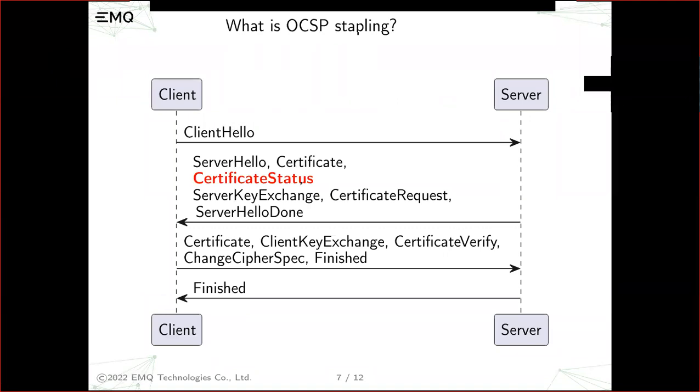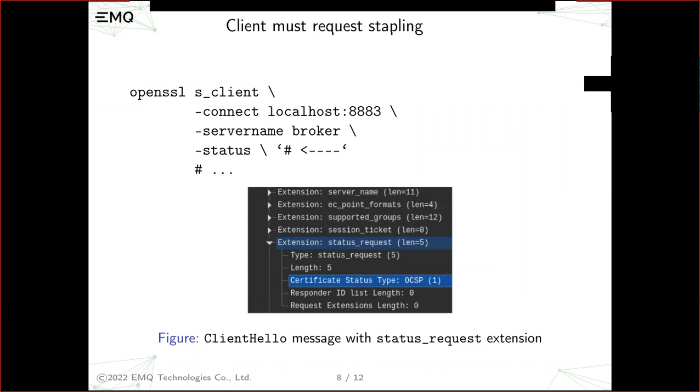This diagram illustrates the TLS handshake, and in particular, I highlight the certificate status message, which contains the stapled response returned by the server. And it's important to note that this message is only returned if the client requests stapling. Otherwise, it would be a protocol error.